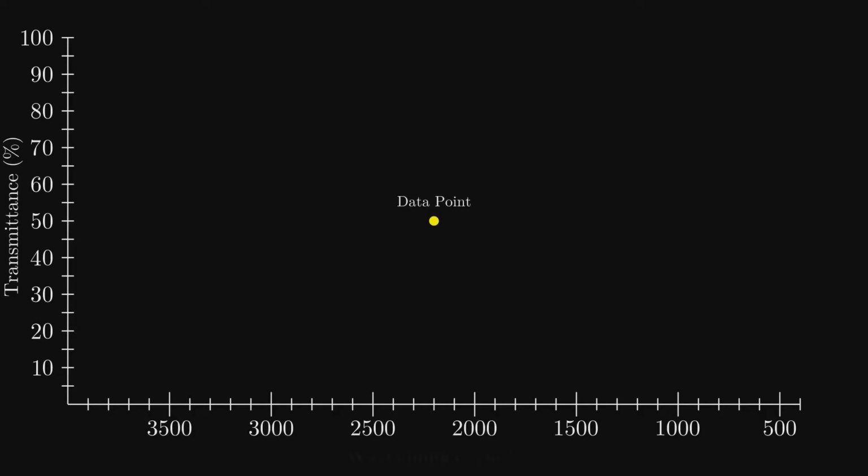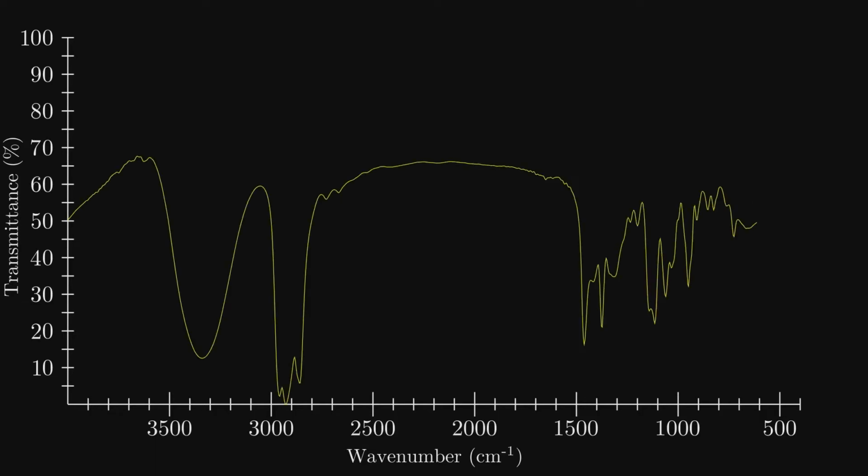On the x-axis, we find the frequency of the radiation. The unit is wave numbers, but don't worry if that is unfamiliar. Higher frequencies are recorded to the left, and lower frequencies recorded to the right. The spectrum does not just show one data point, but one for each frequency, all 3,600 of them. And when all of that data is plotted, this is what it can look like.